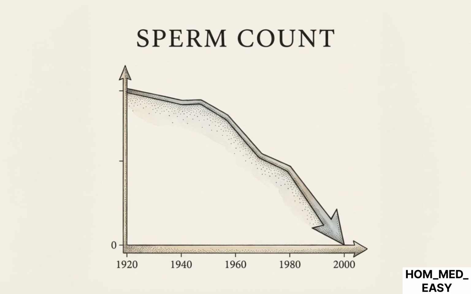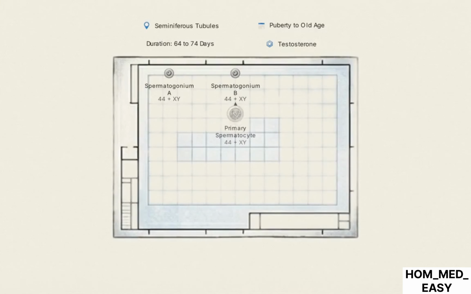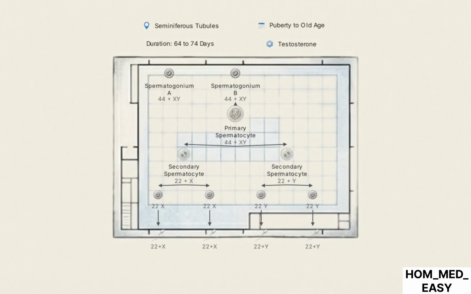The second category covers numerical issues. This is a failure in the overall production volume. Combining your biological blueprint with these diagnostic terms, medical professionals can isolate exactly where the 74-day manufacturing line broke down. Put down your pen and compare your page to the master blueprint on screen.